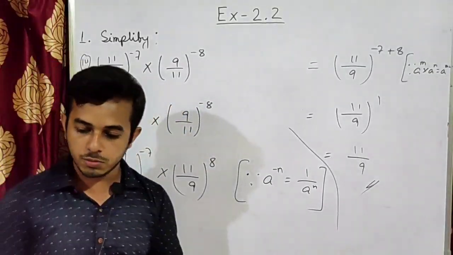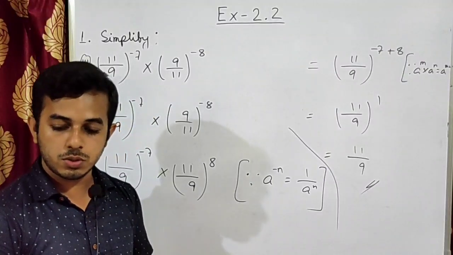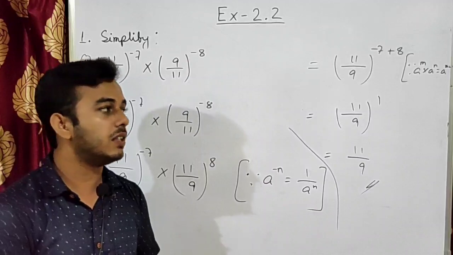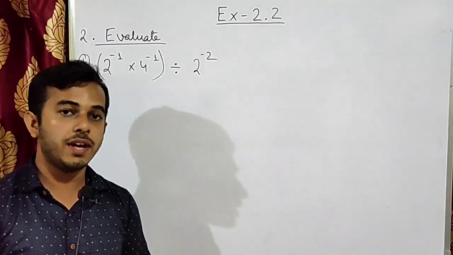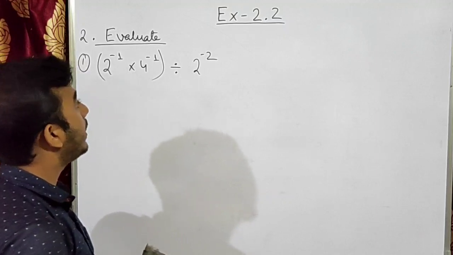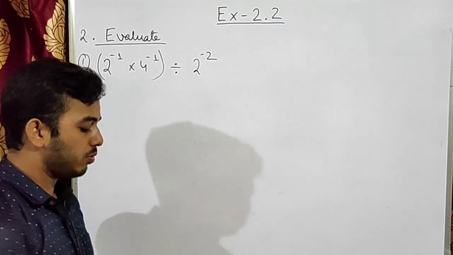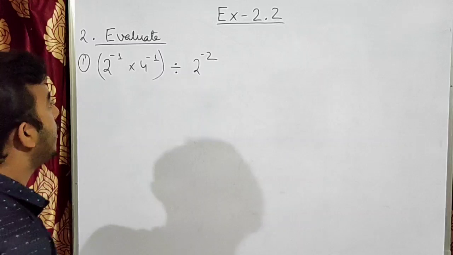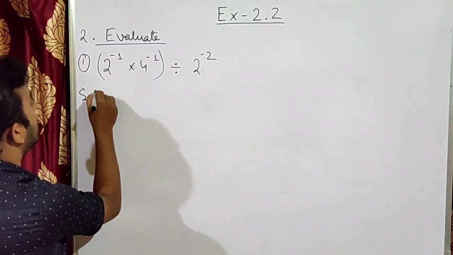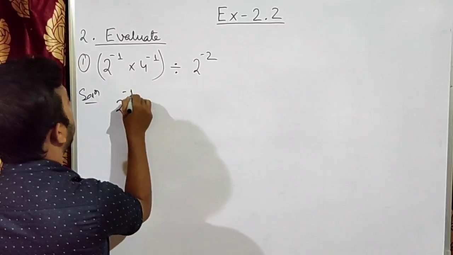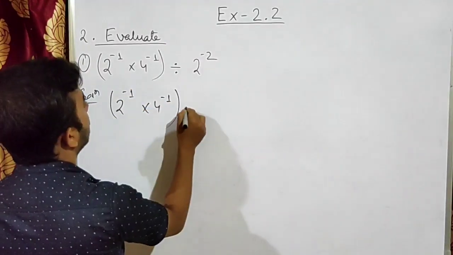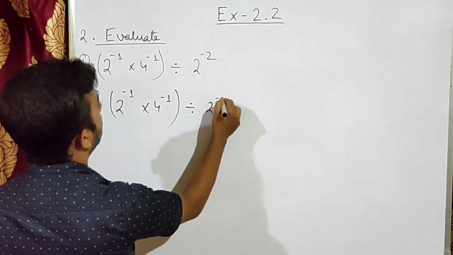Okay, so now let's move to our next question, that is question number 2. This one is also evaluate, and evaluate and simplify are the same thing. So here the expression is what? 2 to the power minus 1 into 4 to the power minus 1 divided by 2 to the power 2. So let us solve this and find our answer. Let's look at the board. First thing we have to write solution, then 2 to the power minus 1 into 4 to the power minus 1, okay, then divided by 2 to the power minus 2.